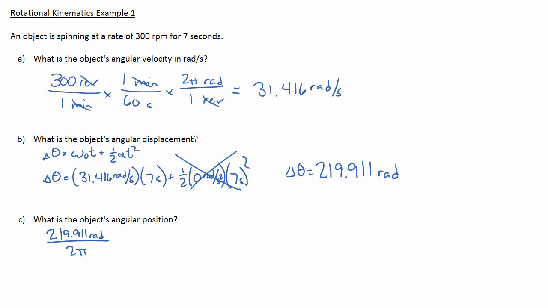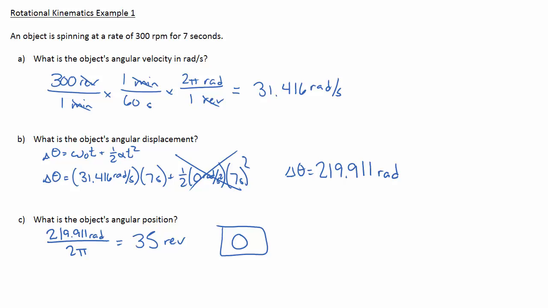So if I divide this by 2 pi, I end up with 35. So actually, this is kind of convenient. It's 35.0. So 35 full revolutions. What this means is that I'm starting at 0, so I'm going to end at 0. So it's either 0 degrees or 0 radians. I'm back where I started.